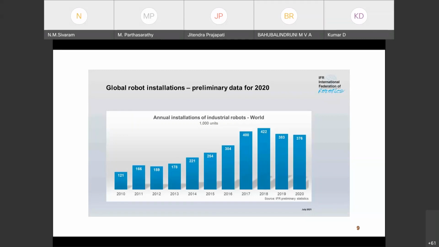If you see, for the past 10 years, the last decade, the annual installation of industrial robots in the world, the units are in thousands. Around 121,000 industrial robots were installed in 2010. And again, I'm saying that we are focusing on industrial robots. Then you can see the growth, and in 2019 there was a small dip, and the data for 2020 is not complete so far, but this can be related to the COVID-19 pandemic. So the installation of robots has been consistently increasing throughout the world. This is clear from these statistics.